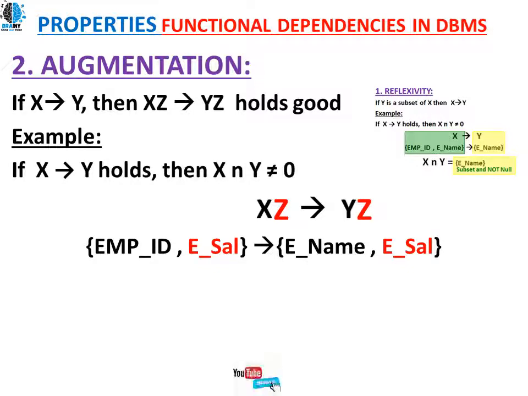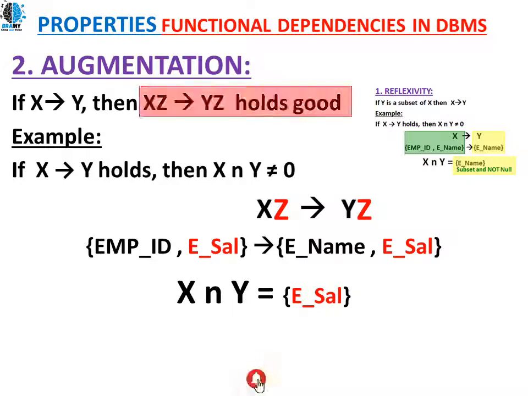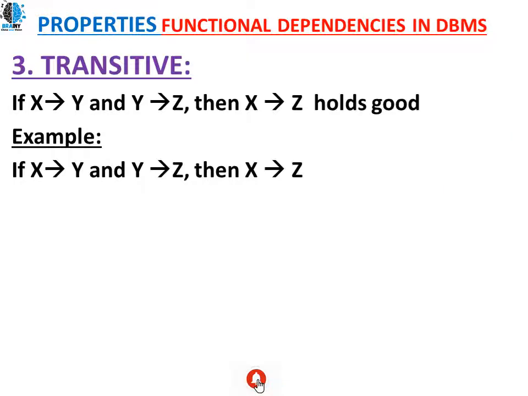So if I take this, Z is employee salary. What are our X and Y? Employee ID, employee name. So if I take the intersection, I will be getting a null set. Null set means what is common? Employee salary is common. So XZ goes on YZ holds good. This type of property of functional dependency is called the augmentation property.